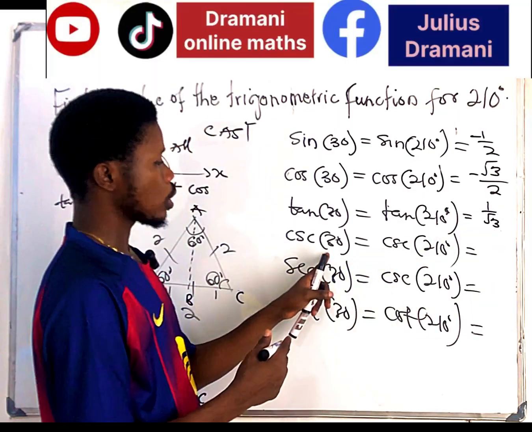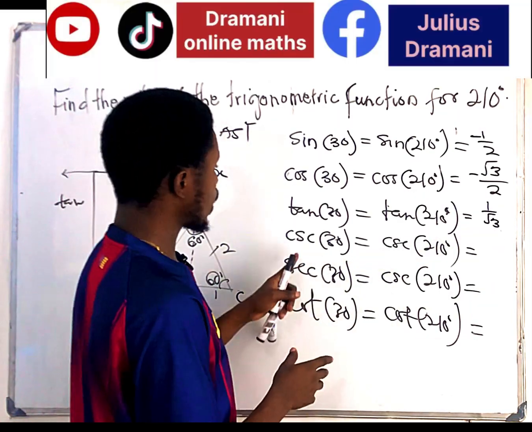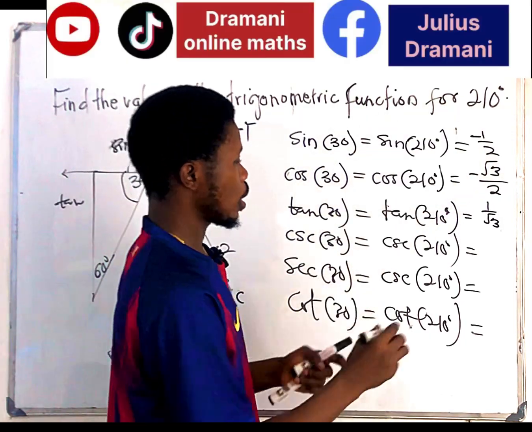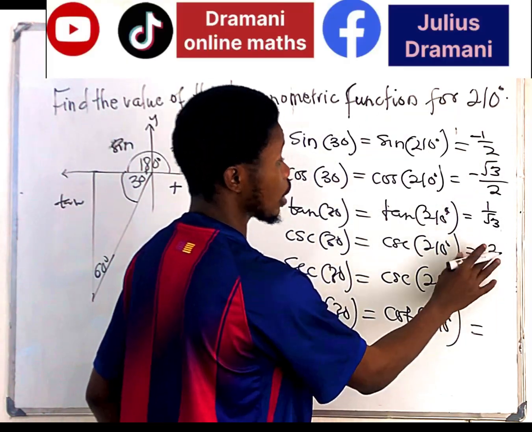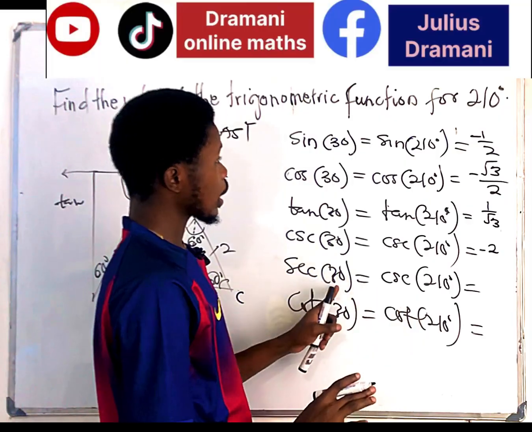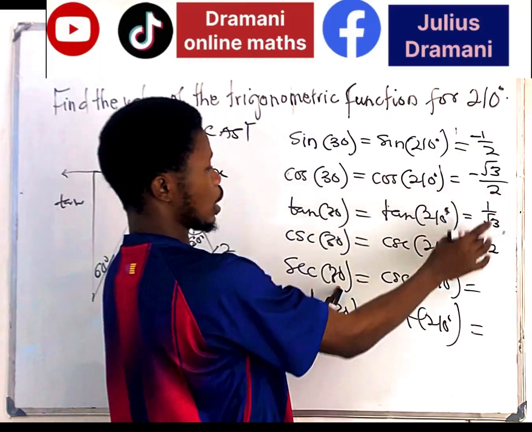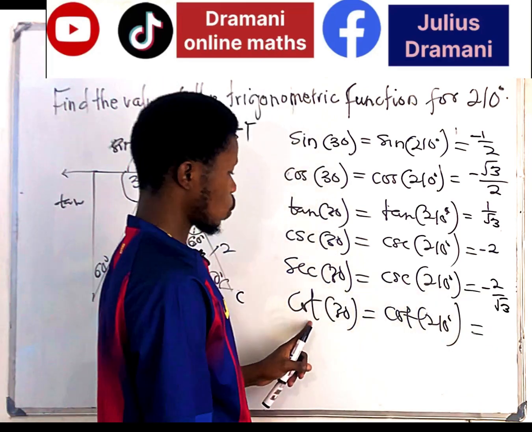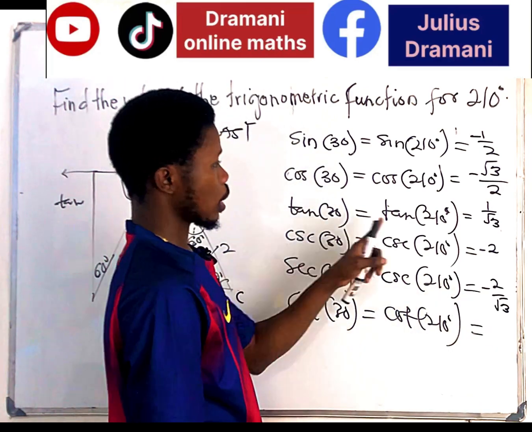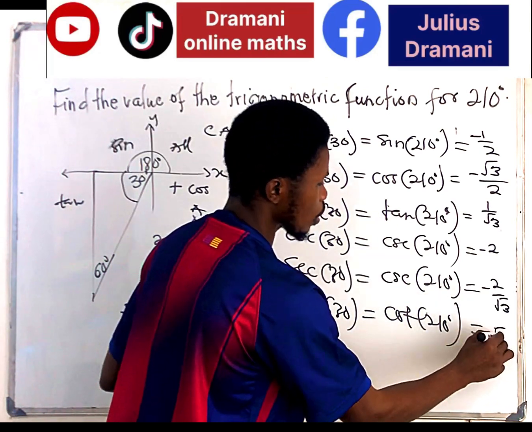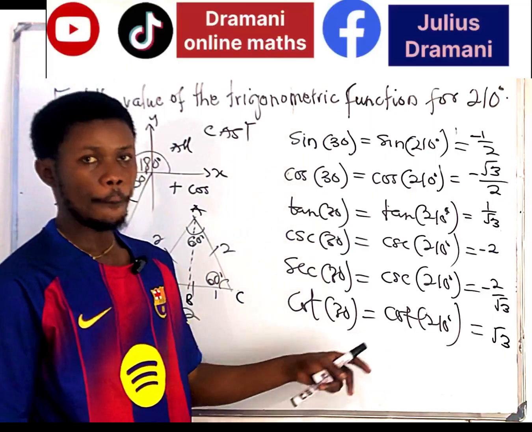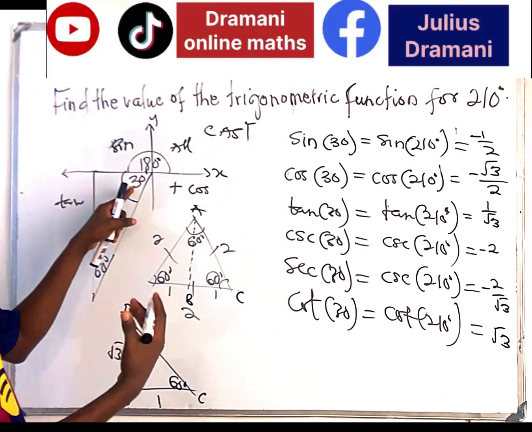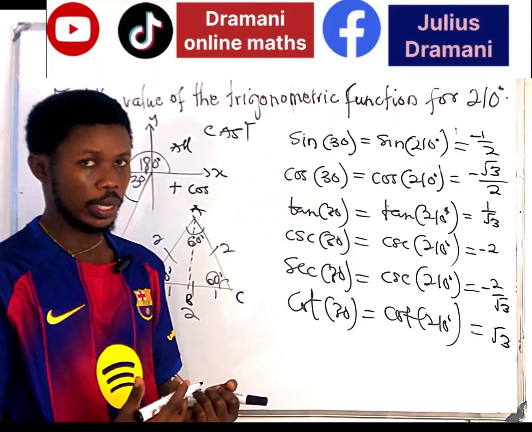Now let's look at cosec. The cosec is the inverse of sine, so we just invert this, and that gives you negative 2. Sec, I just invert this, that gives you negative 2 over root 3. Then cot is the inverse of tan, and that gives you root 3. Is that okay? And this is how we use the reference angle to solve for trig functions like this.